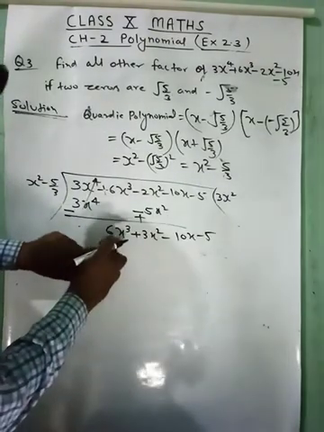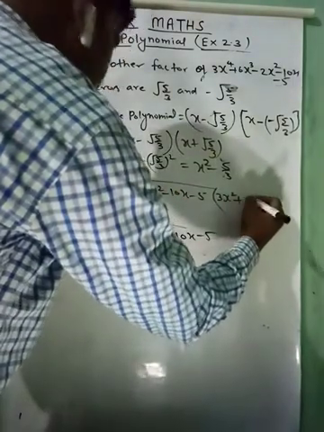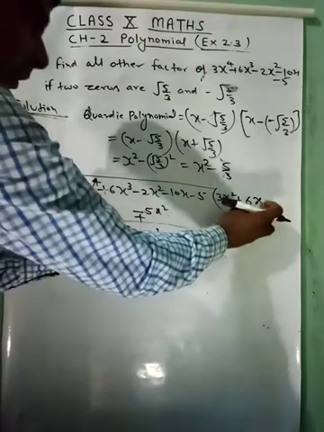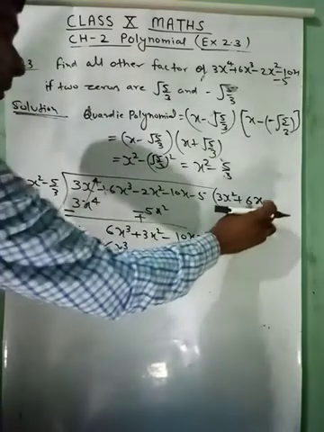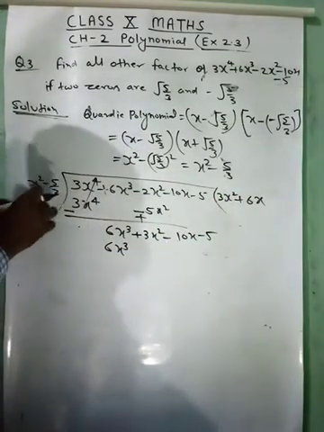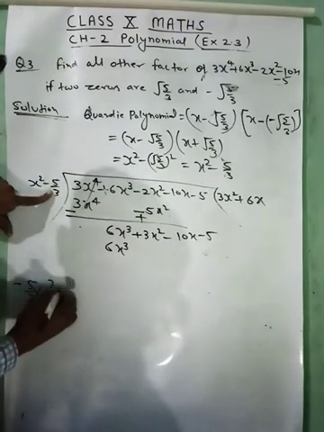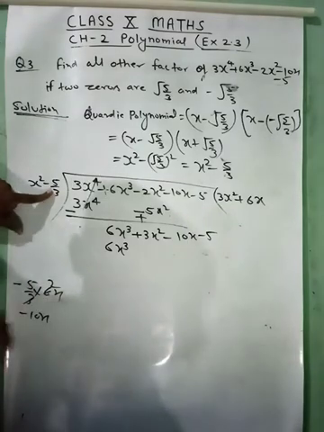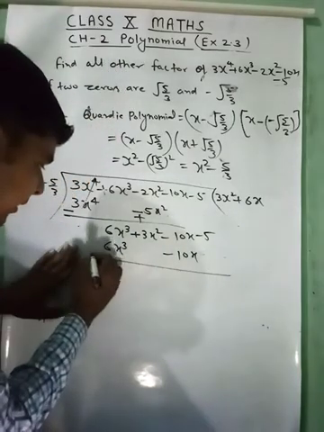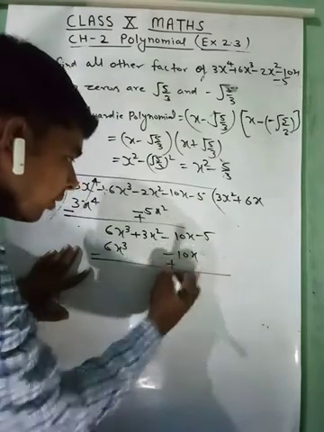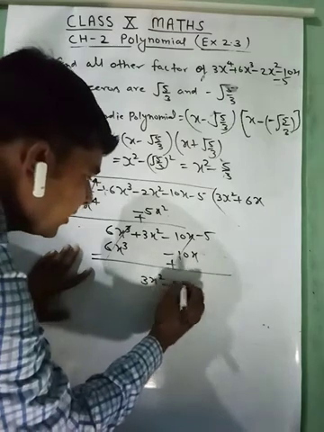Now we have to remove 6x cube. To remove 6x cube, we take here 6x. 6x when multiplied with x square will be 6x cube. 6x when multiplied with minus 5/3, so minus 5/3 into 6x: 3 twos are 6, 5 twos are 10. It means minus 10x. So we write below minus 10x. Draw a line and change the sign. Positive, positive, negative, negative, negative, positive. This will cancel, this will cancel. So it is 3x square minus 5.